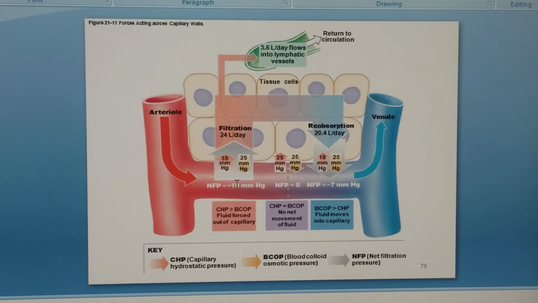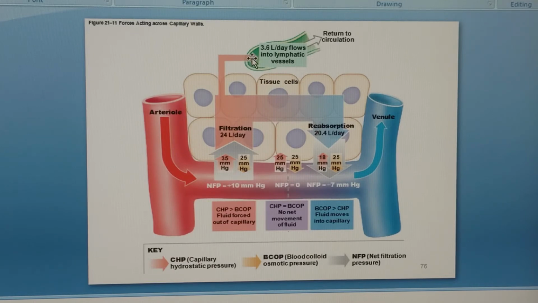Now, keep in mind, as we filter things and reabsorb stuff, we actually filter more than we reabsorb. So what's happening here? Where'd the rest of it go? If we're filtering 24 liters per day and we're reabsorbing 20.4 liters per day, we're missing something. Where'd it go?